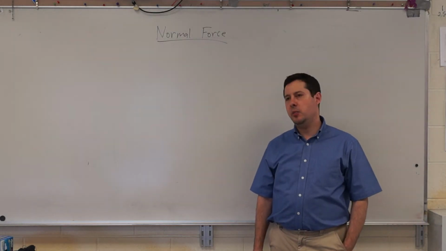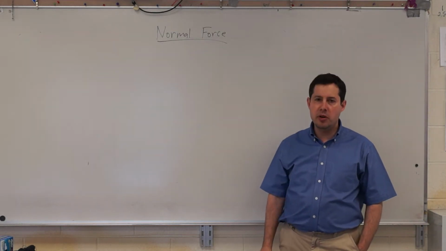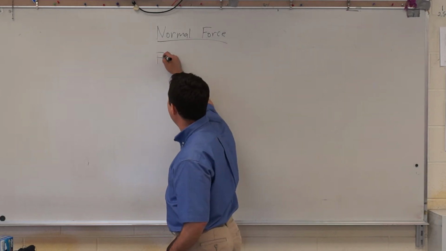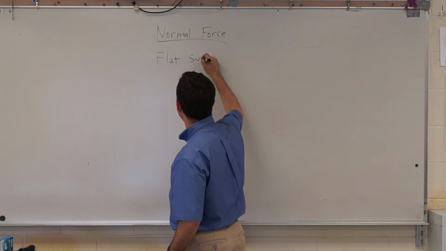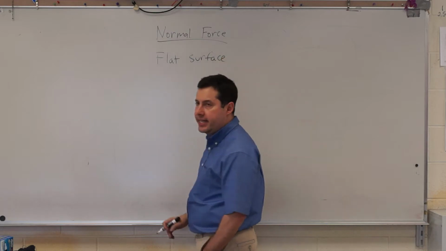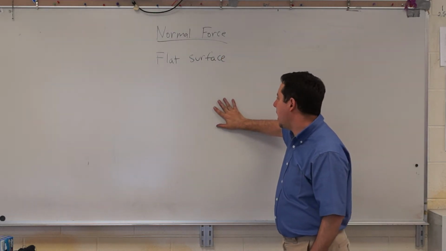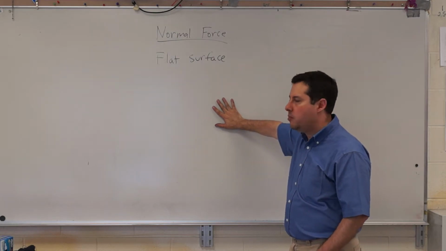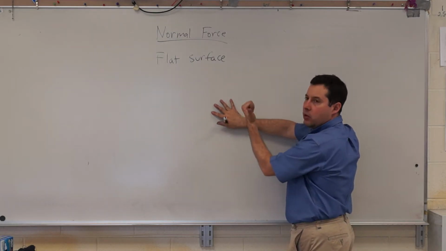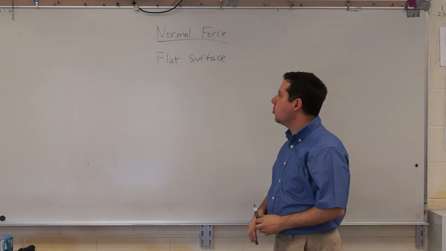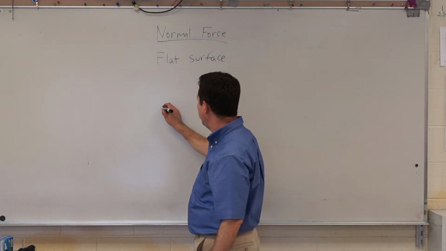So I want to talk a little bit more about normal force. Normal force is the force of a flat surface that acts on an object. So you need to be touching a flat surface. I can be touching the wall, for example. As I push on the wall, it pushes on me. It exerts a normal force out in the direction towards the camera. So it's a flat surface.